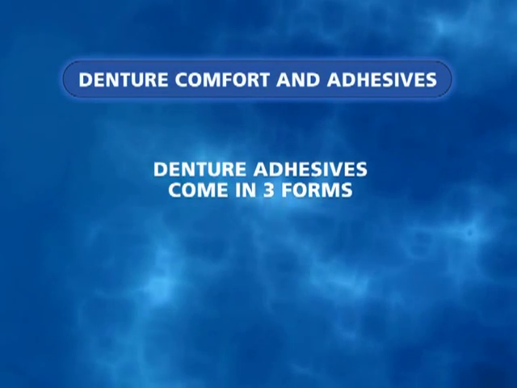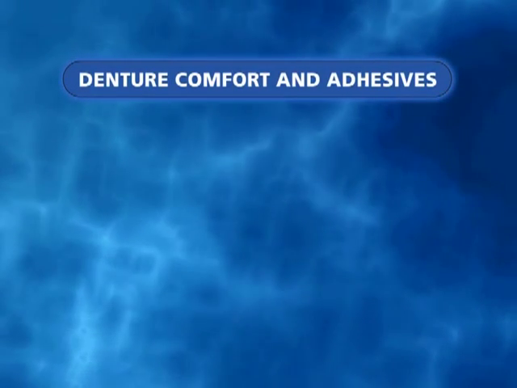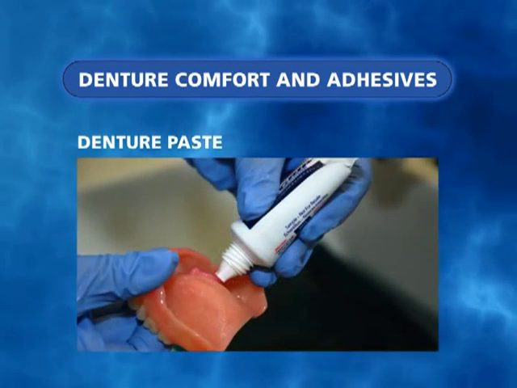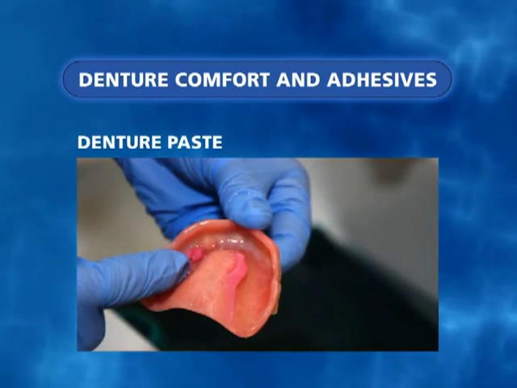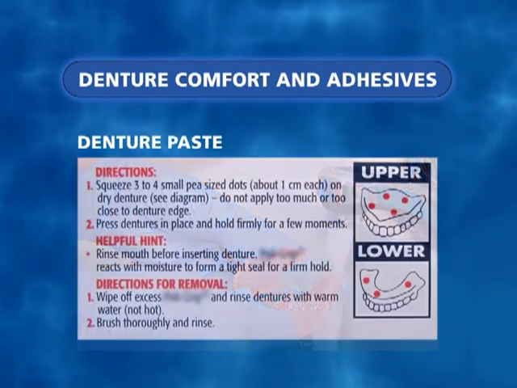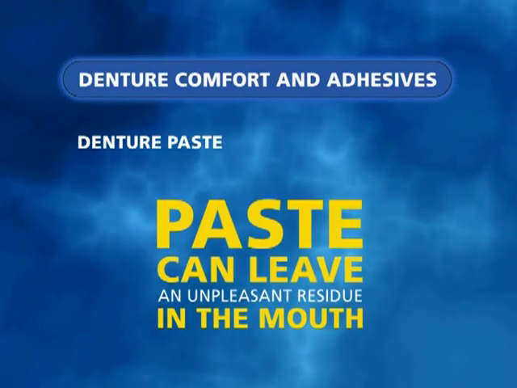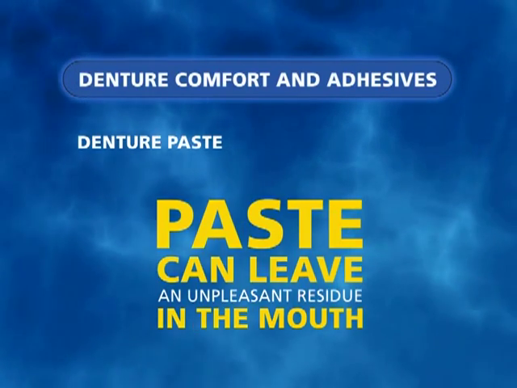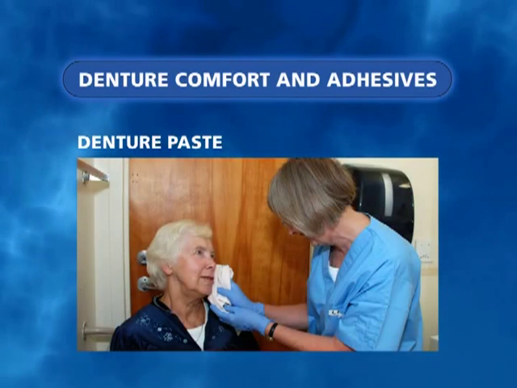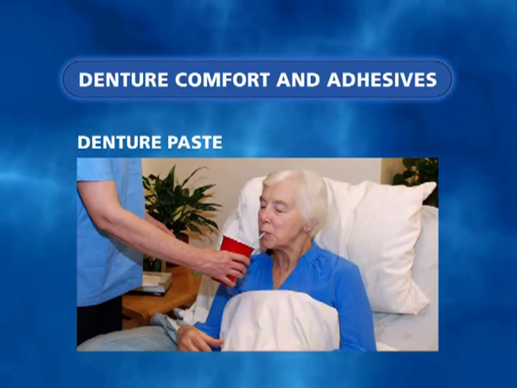Denture adhesives come in 3 forms: paste, powder, or wafers. Denture paste comes in a tube and is squeezed right onto the denture. It comes in a variety of flavors and strengths. To properly apply paste to dentures, clean dentures thoroughly and then follow the instructions on the package for applying the paste. Paste can leave an unpleasant residue in the mouth when the denture is removed. To remove excess paste, use a slightly rough face cloth to wipe the remaining paste from the mouth, or have the resident drink carbonated soda, which will dissolve the paste.